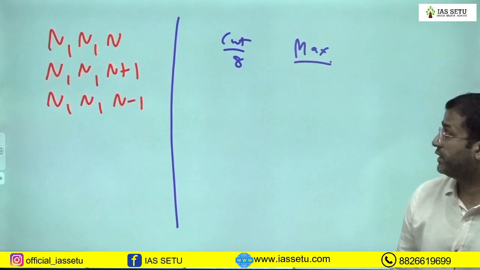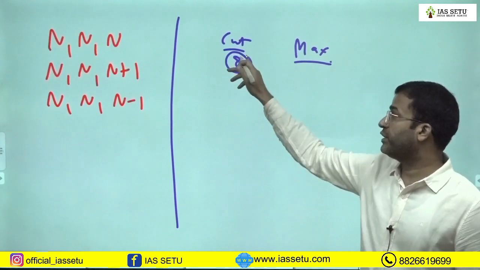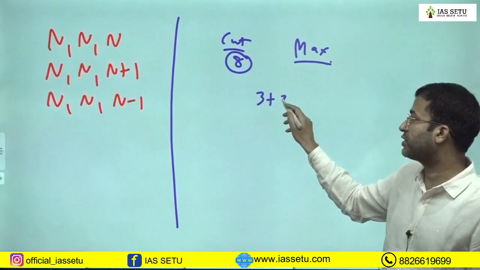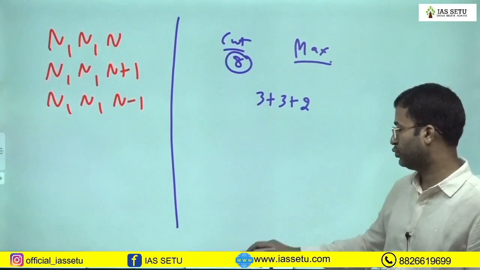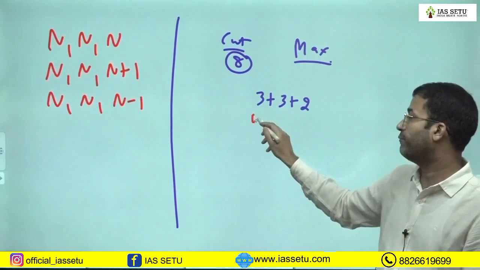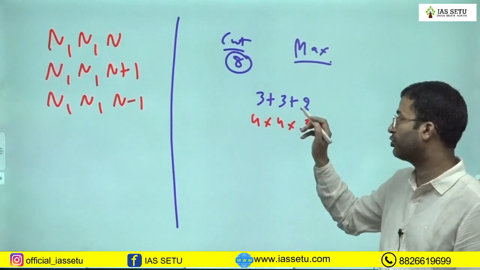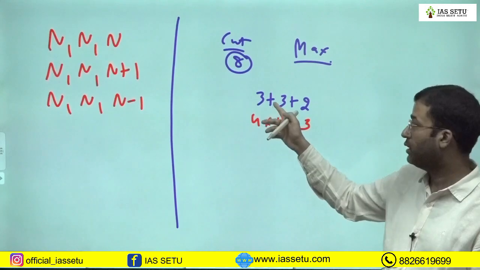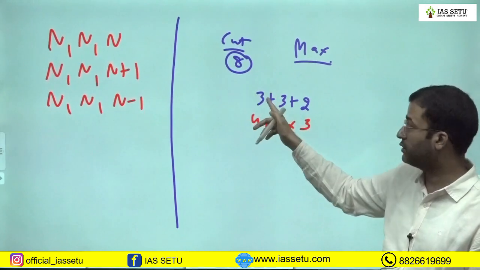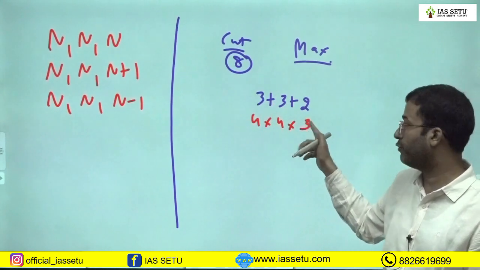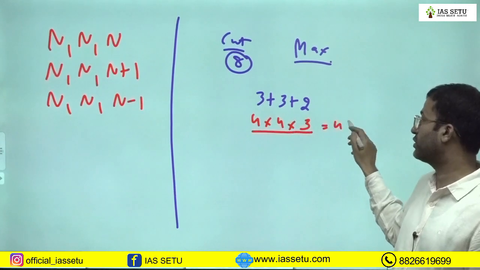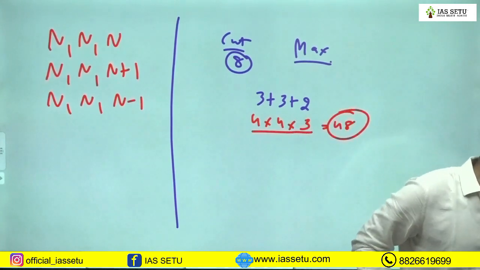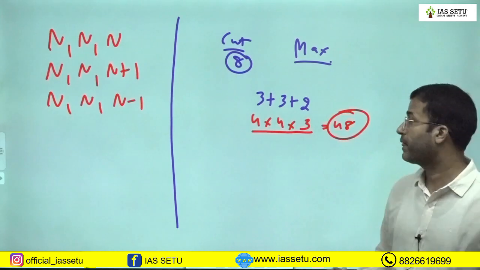The correct answer is 48. The multiple of 3 near to 8 is 9. So your distribution should be 3 plus 3 plus 2. Then 4 into 4 into 3. Some students make a calculation mistake. 8 cuts: 3 cuts, 3 cuts, 2 cuts, 4, 4, 3, 16 into 3, 48. So with 8 cuts, the maximum number of pieces possible is 48.